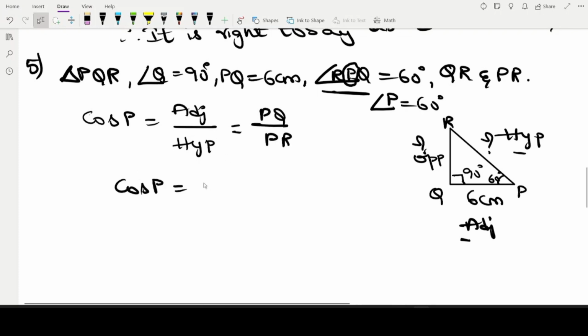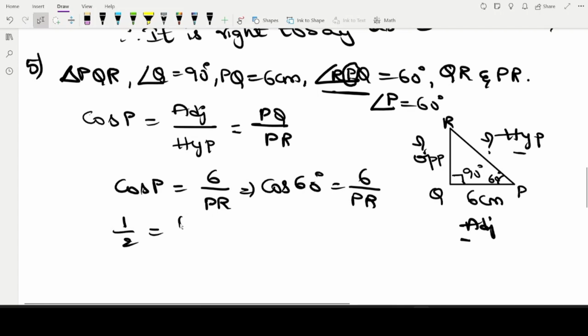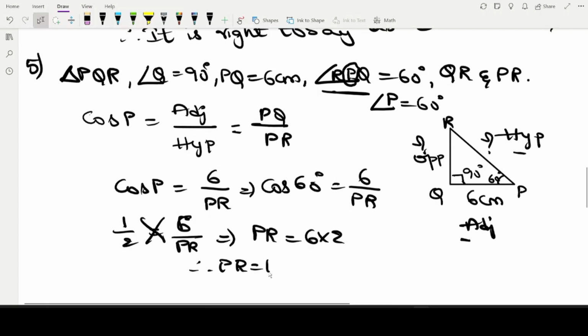Now cos P equals PQ, which is 6 centimeters, divided by the hypotenuse PR. Angle P is 60 degrees, so cos 60 degrees equals 6 divided by PR. Cos 60 degrees is 1 by 2, equals 6 divided by PR. Now cross multiply: 1 into PR is PR, equals 6 into 2. Therefore PR equals 12 centimeters.